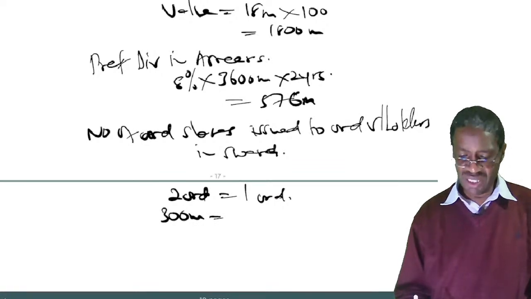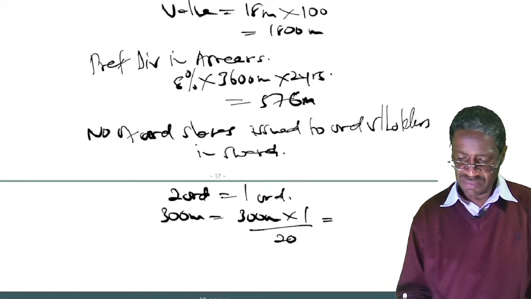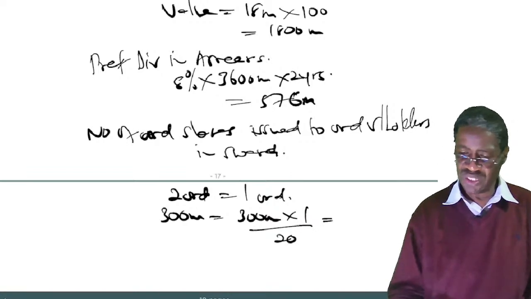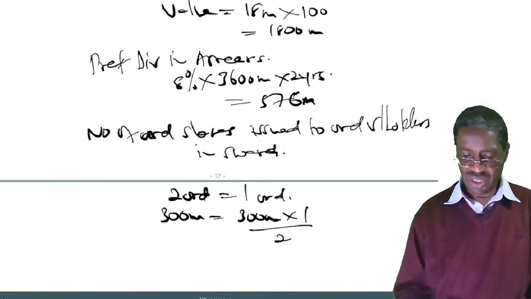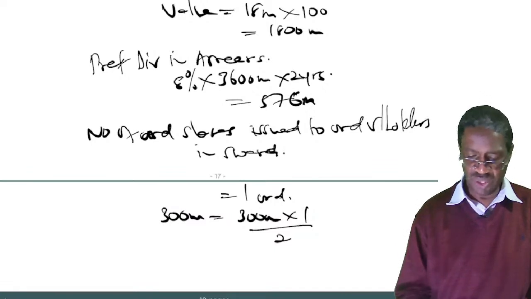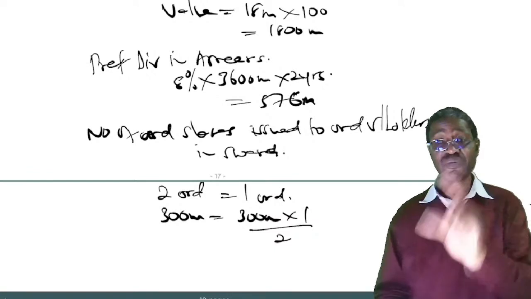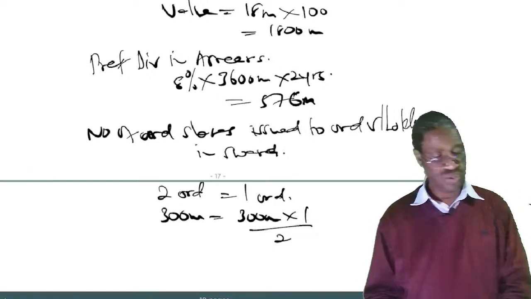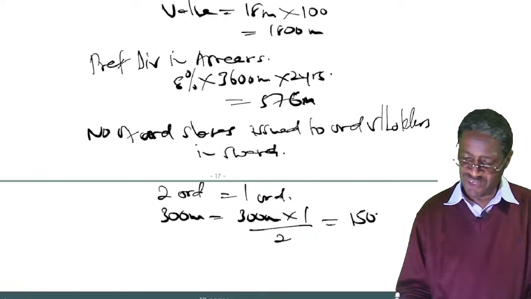So we say it will be 300M times 1, divided by 2, not 20, sorry. Because this is 2 ordinary, not 20 ordinary. For every 2 ordinary, I'm giving out 1 ordinary. Good. So 300 million becomes 150 million.